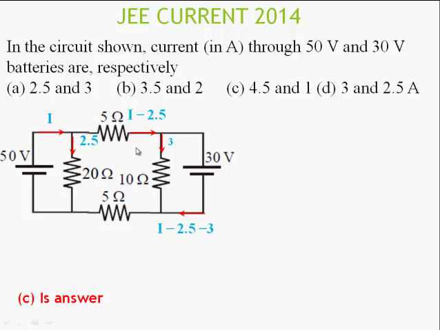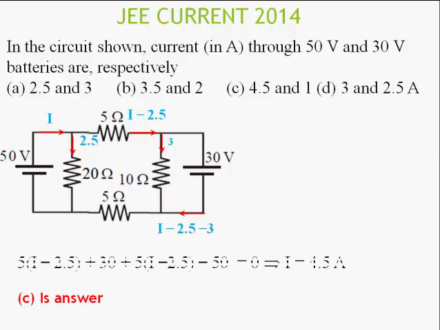So I make this loop: 20 ohm, 5 ohm, 10 ohm, 5 ohm, and this is what I take, and I apply Kirchhoff's law across it. It is 5 times (I minus 2.5) plus 30, that is 10 into 3, plus 5 times (I minus 2.5), minus 50, is equal to 0. I comes out to be 4.5. That means the current from 50 volt is 4.5.